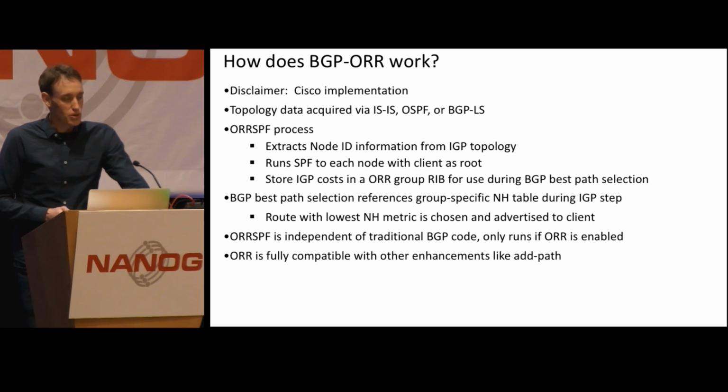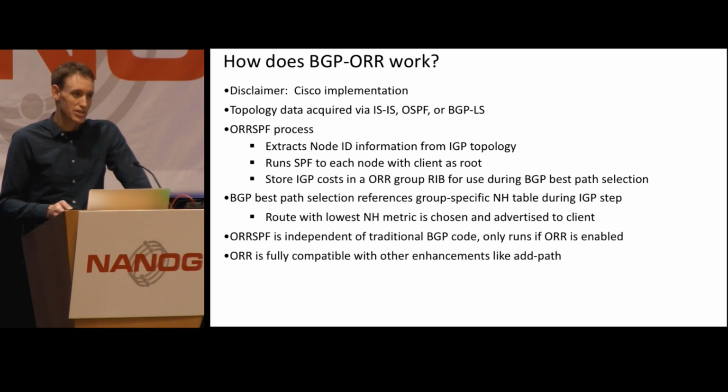In the Cisco use case, there's a specialized process called ORR SPF, and you can see this on the box. You can do a debug ORR SPF. What it does is extract the node IDs from that topology. One limitation with the Cisco implementation of ORR today is your BGP next hops have to match those nodes. So if you're running multiple loopbacks for things in the global table, that may break things. It expects this one-to-one correlation between ISIS nodes and BGP next hops, which is fairly common. Your peering routers may be setting next hop self or something like that.